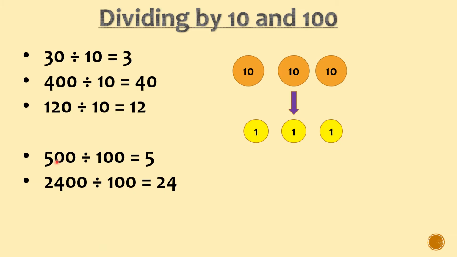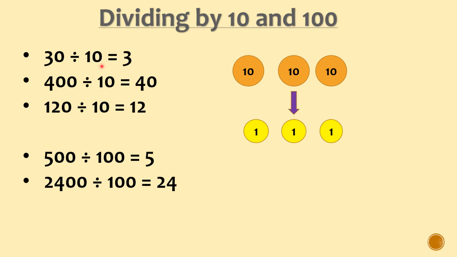So in this section we'll learn how to divide any number by 10 and 100. So here we have 30 divided by 10. What is 30 divided by 10? If you remember, whenever we were multiplying any number by 10, what we used to do, we used to add a 0 to the product, right?